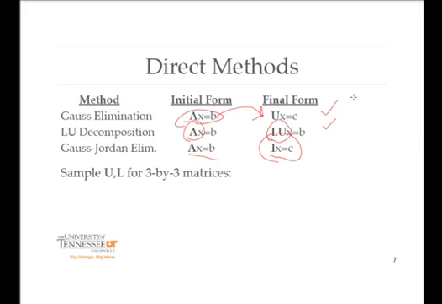So we're going to start off with just what I mean by U and L in terms of these final forms that you see here for Gauss elimination as well as for the LU decomposition. And I'm going to do it in the form of 3x3 matrices. So a sample upper triangular matrix U might look something like this. Again, for a 3x3, what you would have is components, say in the first row, and I'm going to use indices here to indicate that we have rows and columns.